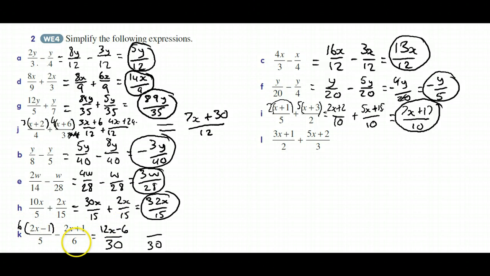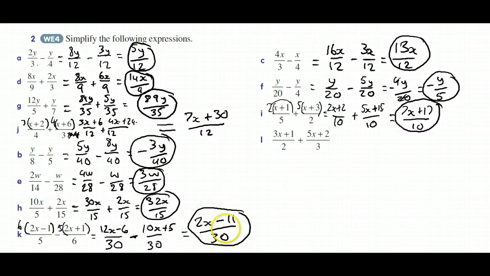And then over here, 6 to become 30 requires multiplication by 5. So we've got to multiply the top by 5. And that gives us, don't forget the minus in there, 5 times 2x is 10x. And then 5 times 1 is 5. So let's join these together. 12x minus 10x is 2x. And then negative 6 minus 5 is negative 11, and it's all over 30.